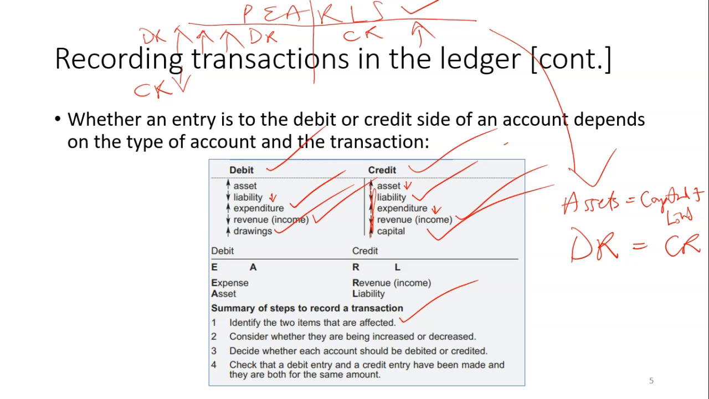Then consider whether they are being increased or decreased. In our case, when we buy bread, we are increasing bread. So this is why we debit bread. Bread is an asset. And credit the giver, who is the supplier. Decide whether each account should be debited or credited. Yes, we did that. Then check that a debit entry and a credit entry have been made and they are both for the same amount. They should be equal.